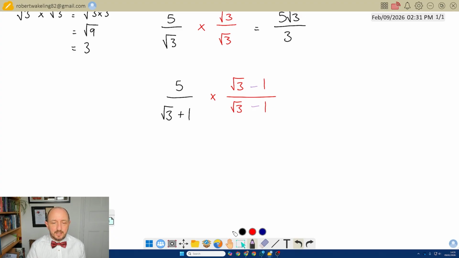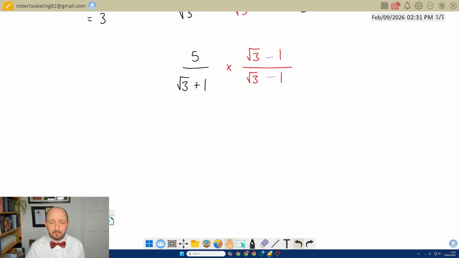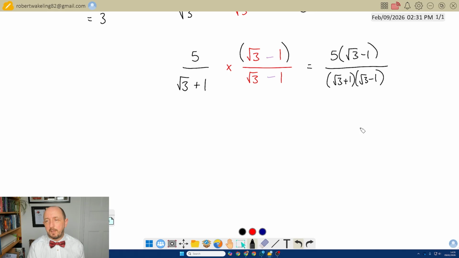Okay, so if that was root 3 minus 2, it'd be root 3 plus 2. And the whole point of this is another instance where we see the difference of two squares. Because the top will be this. We don't have to do much with that. Just 5 times this whole thing. That becomes 5 brackets root 3 minus 1. And the denominator would be root 3 plus 1, root 3 minus 1. Okay. The whole point is that we're trying to get rid of the square root from the denominator, remember.